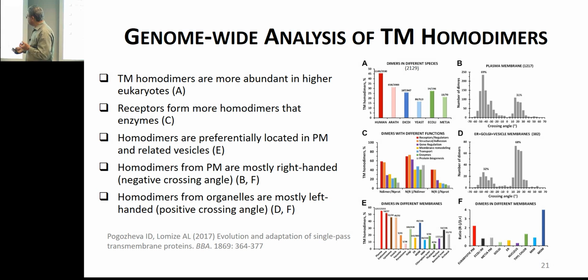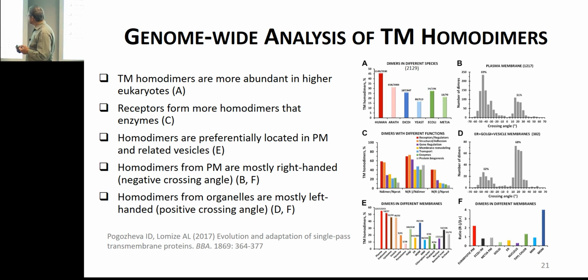You can look at the distributions by species, by functions, or by different types of biological membranes. Most of these dimers are situated in the plasma membrane in the higher eukaryotes, and most of them are receptors. But there are also many enzymes, and they are not necessarily situated in the plasma membrane, but in intracellular membranes.